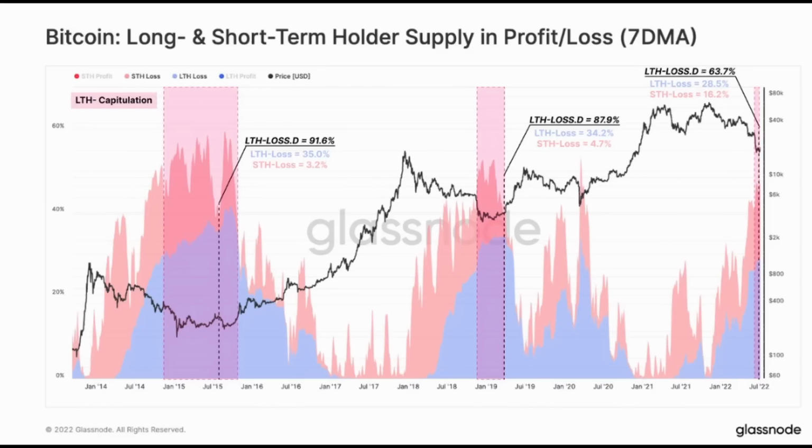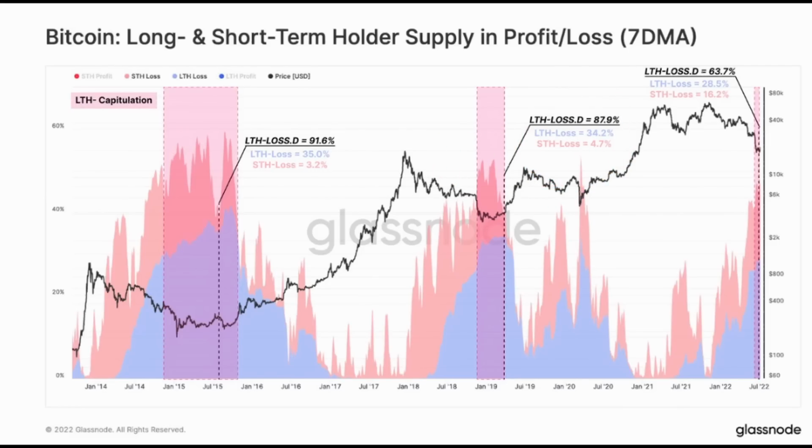And then you can see that in the 2018 cycle, it was very similar. The long-term holders in loss was all the way down to 34.2%, whereas the short-term holders in loss was down to around 4 to 5%. So the dominance of the coins held by long-term holders was around 90%, very similar to the 2015 cycle.